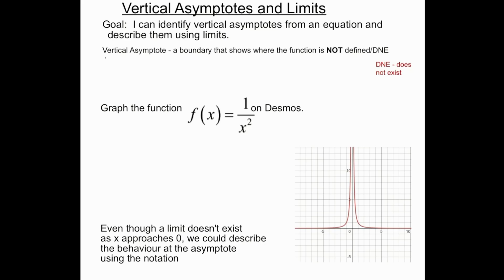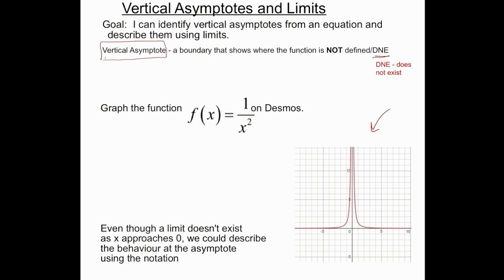So a vertical asymptote is really just a boundary that shows where the function is not defined, or DNE, does not exist. So if we were to look at this function f of x is equal to 1 over x squared, and if we were to graph it on Desmos, so I've gone ahead and I've done that, this is what this is going to look like.